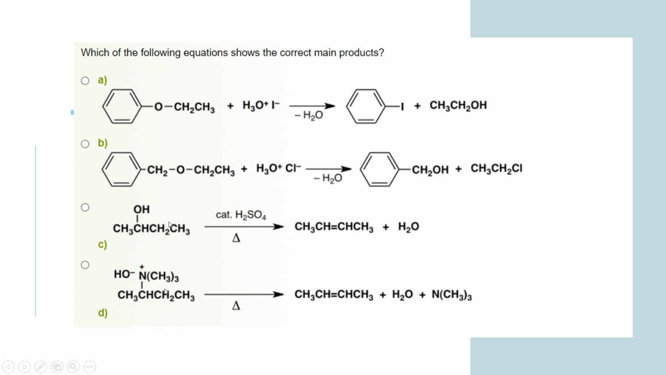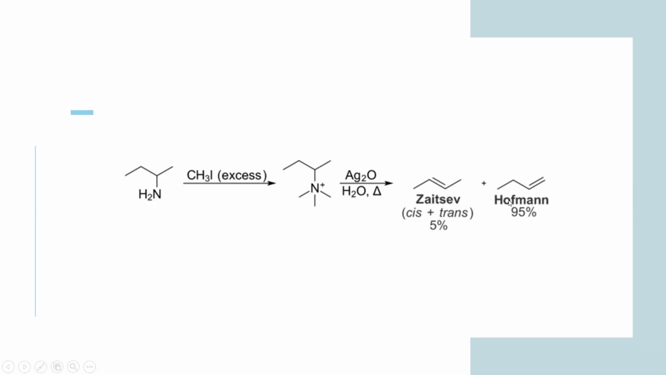So always remember, when you are given a quaternary ammonium salt and we are treating it under elimination conditions, the least substituted carbon-carbon double bond is preferably formed. Why is it so? In this case, we get the Hofmann product. What happens? At first, this ammonium cation is eliminated, and you get a carbocation here.